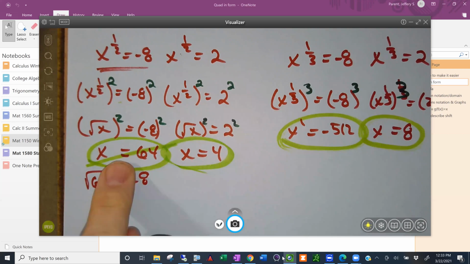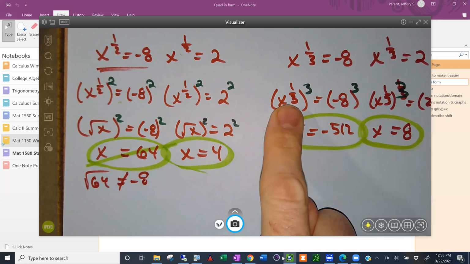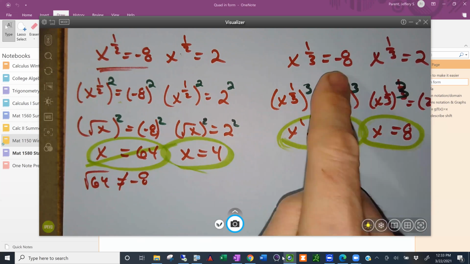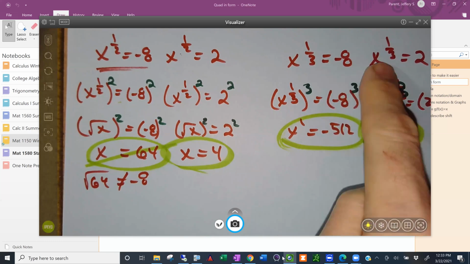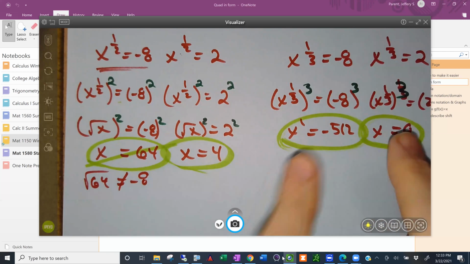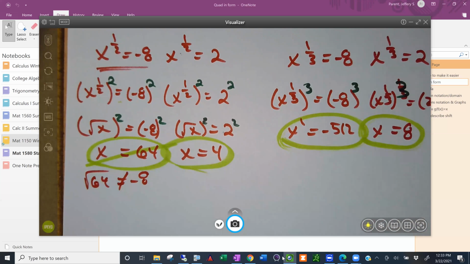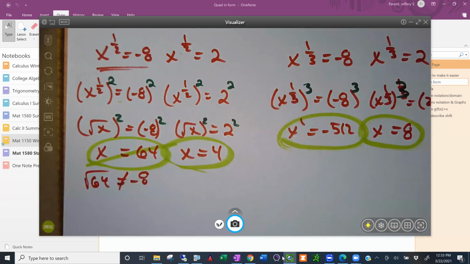You're only going to have that problem with even roots. With odd roots, like a cube root, which is what this is, that's not a problem. When I put this back in, the cube root of negative 512 is negative 8. That checks. Cube root of 8 is 2. That checks. So both of these will check in odd roots. Got to be a little bit careful with the even roots, though. This idea of raising both sides to the reciprocal power is really powerful.